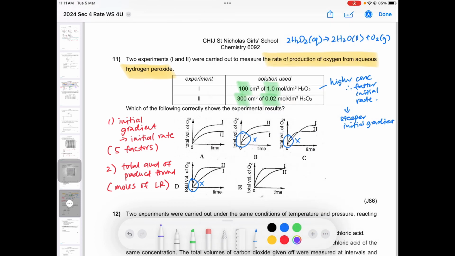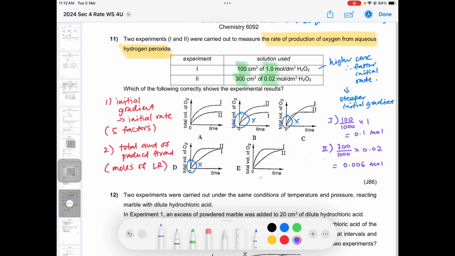Now, what about the yield? Similarly to the previous question, you have to calculate the number of moles of hydrogen peroxide. In the first experiment, and in the second experiment, you can see that experiment 2 uses fewer moles of the hydrogen peroxide. So it should give you a lower yield, less oxygen formed. So option E is wrong because it shows that 1 and 2 give the same volume of oxygen. In this case, the correct answer is A.